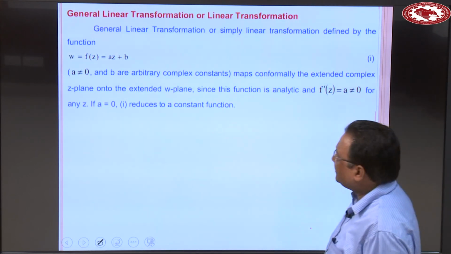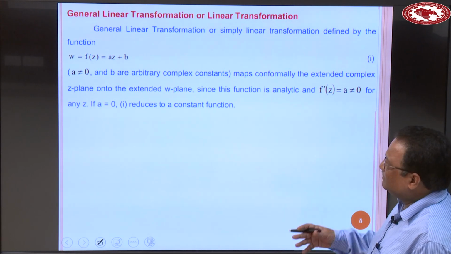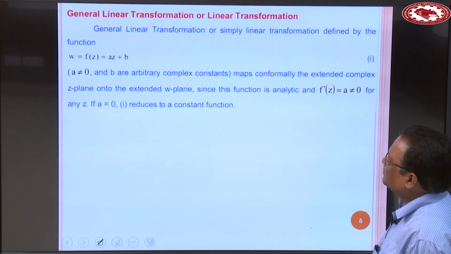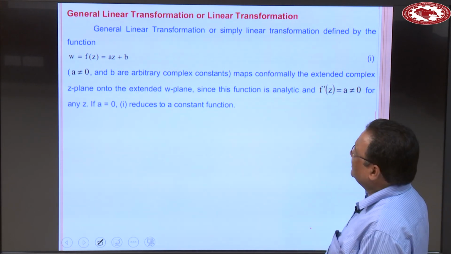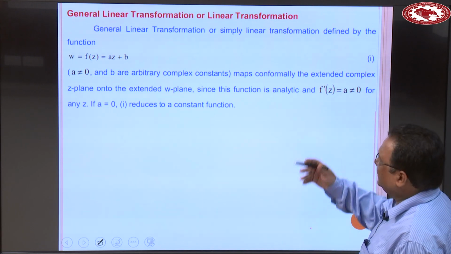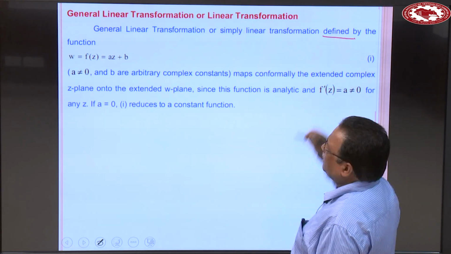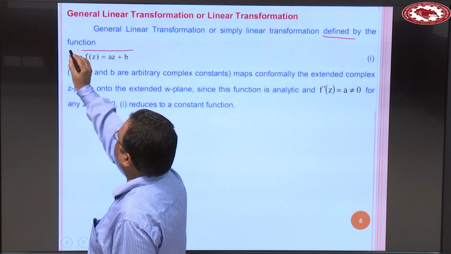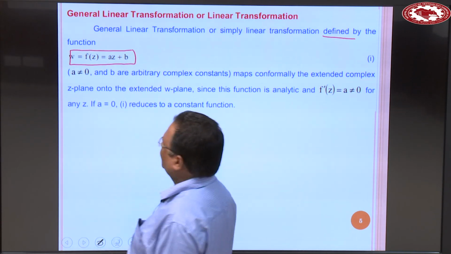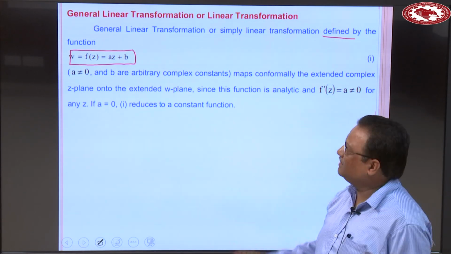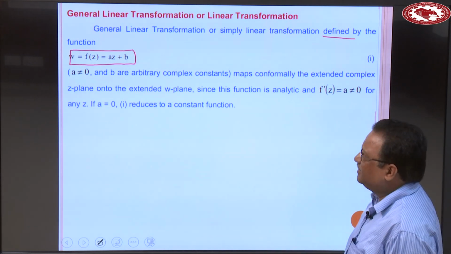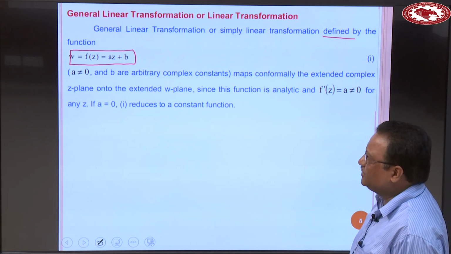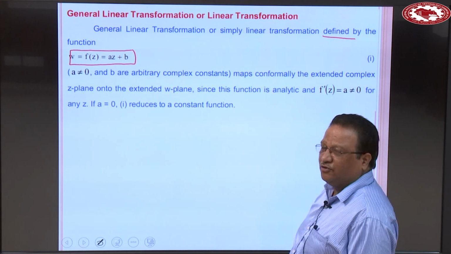Okay. We have some general linear transformations, and a linear transformation is defined by the function w = f(z) = Az + B. These are the general linear transformations, where w = f(z) and w is u + iv.